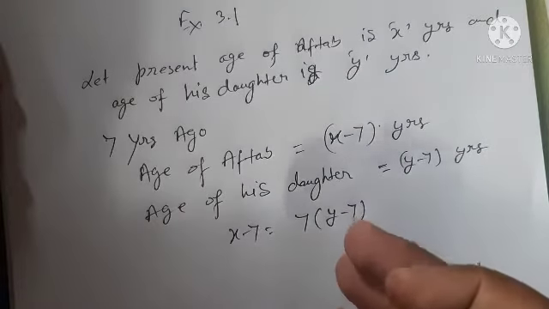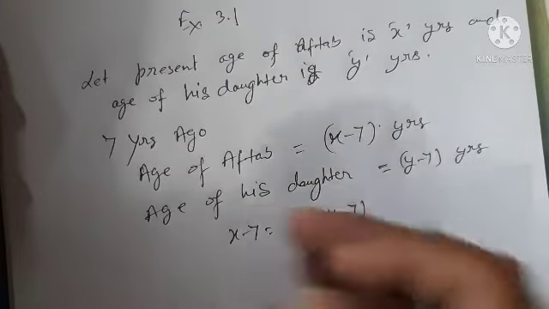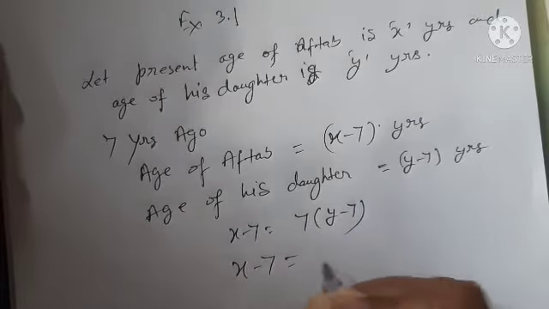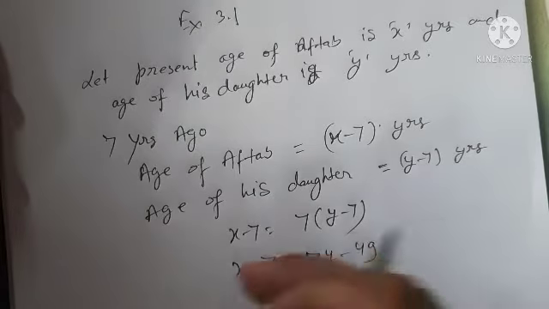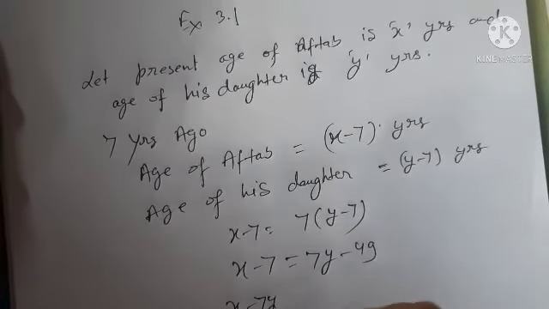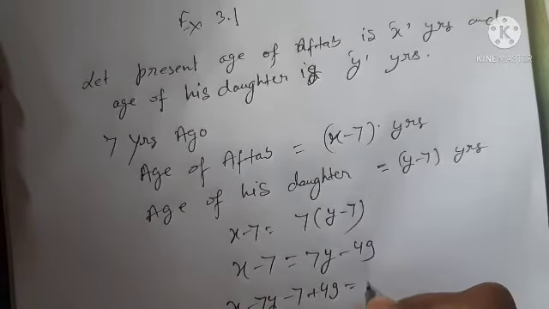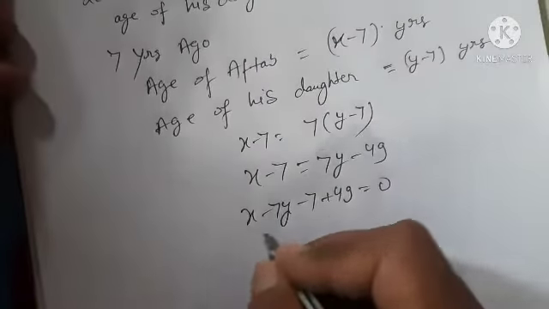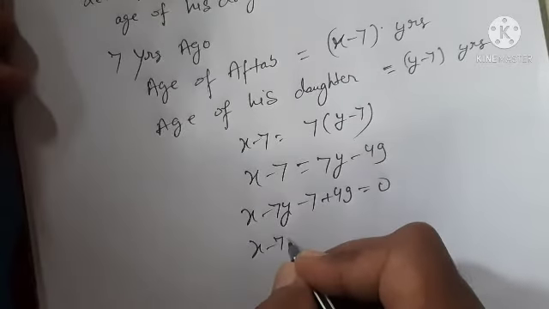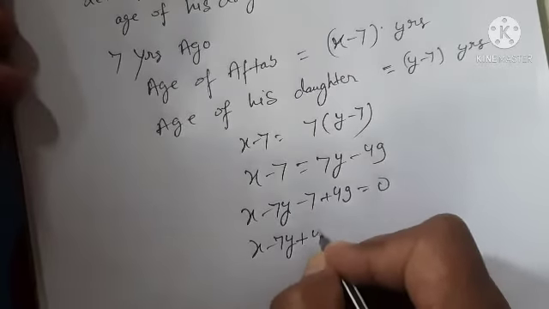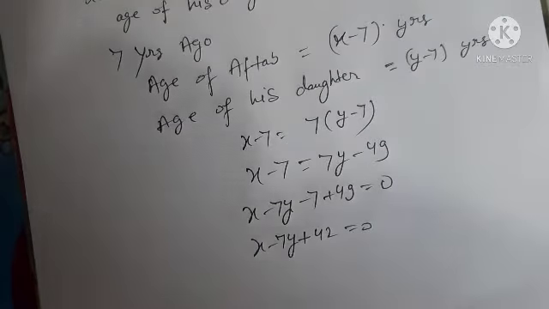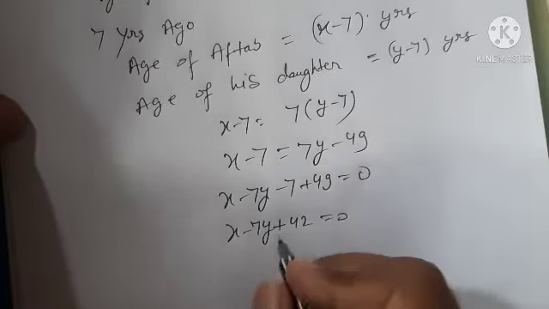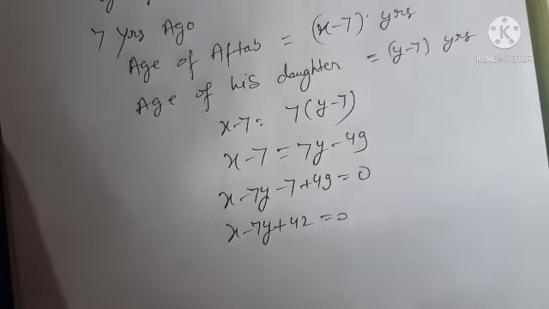Now simplify this and put all terms on one side. x minus 7 is equal to 7y minus 49. Now transfer these terms to this side: x minus 7y minus 7 plus 49 is equal to 0. x minus 7y plus 42 is equal to 0. It is a linear equation. This is the algebraic representation. Now there is something more.